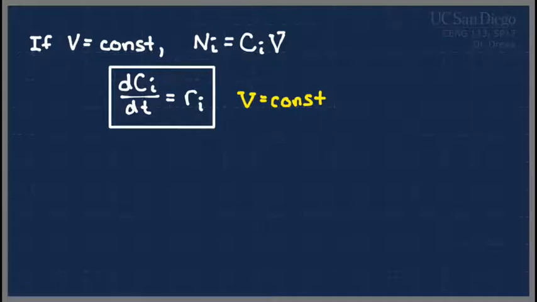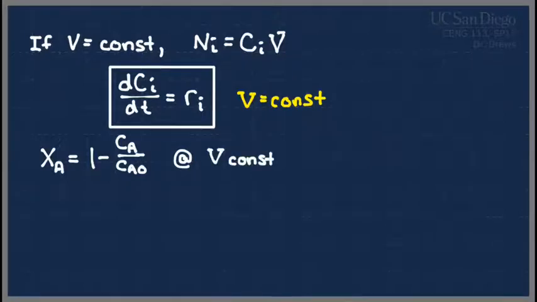The simplification for that is usually in terms of a particular species. So if you write specifically that, what was it? X sub A is equal to 1 minus C sub A over C A naught. Remember, this is at V is constant. That's the same X A that we had defined previously. Moles initial minus moles final over moles initial. Same thing here, we just kind of rearranged it a little bit.